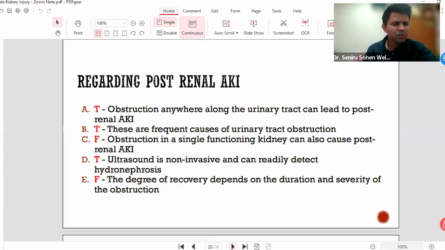Ultrasound is the initial imaging modality of choice for patients with post-renal AKI. True, ultrasound is non-invasive and can readily detect hydronephrosis when performed with expertise. Relief of obstruction always leads to complete recovery of renal function. No, the degree of recovery depends on the duration and severity of the obstruction, and if it is more severe and for prolonged durations, the recovery may be questionable.